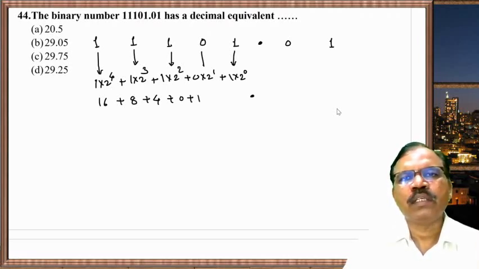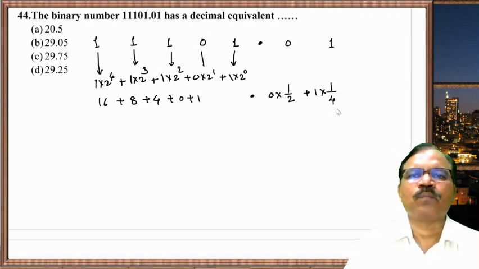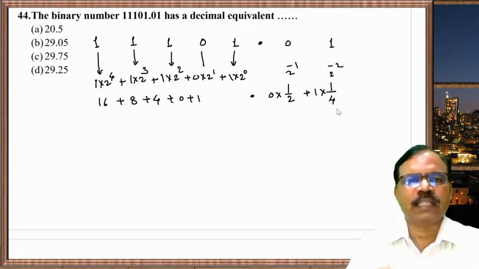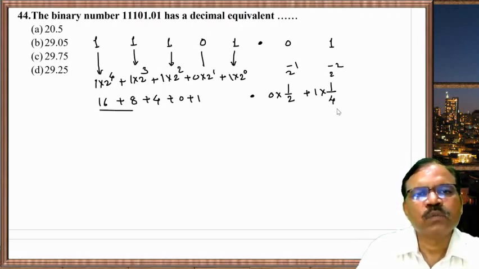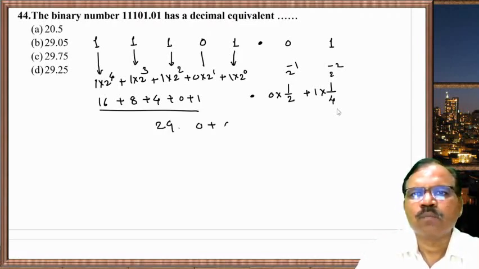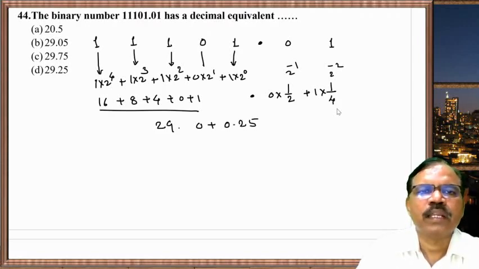Now after the point, 0 into 2 raised to minus 1, that is 1 half, plus 1 into 2 raised to minus 2, that is 1 by 4. 2 raised to minus 1, 2 raised to minus 2 after the decimal point. So this one will be equal to 29.0 plus 0.25. So we will get 29.25.